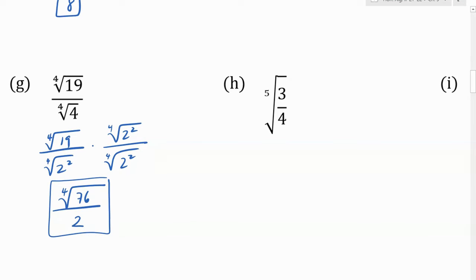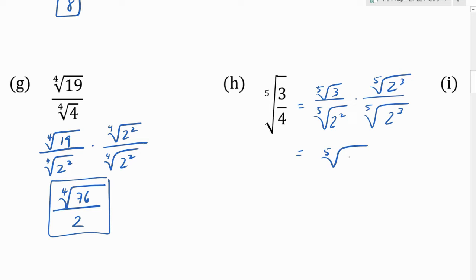Okay. This one, let's see, I got the 5th root of 3 over the 5th root of 4, which is a 2 squared. I want to get that 5th root out of the denominator. So I'm going to multiply by that version of 1. So 3 times 8 is what, 24? And then it'll be the 5th root of 2 to the 5th, that's just 2.